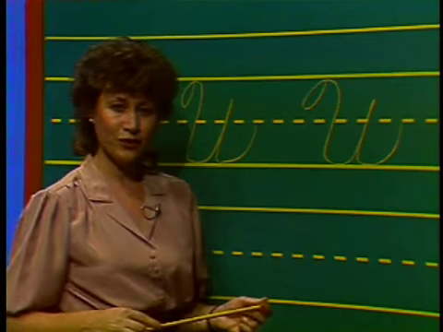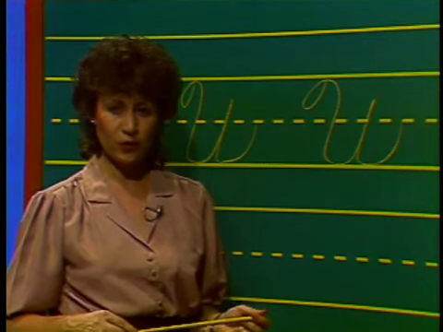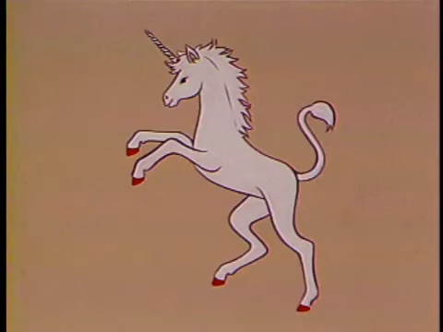Watch as the letter U is used in the word unicorn. First we have a capital letter U, and it is connected to the rest of the word. This word would not necessarily have to be capitalized, but it's a good one for us to practice. Watch as it finishes, and then dot the I. The unicorn is a mythological horse with one horn.